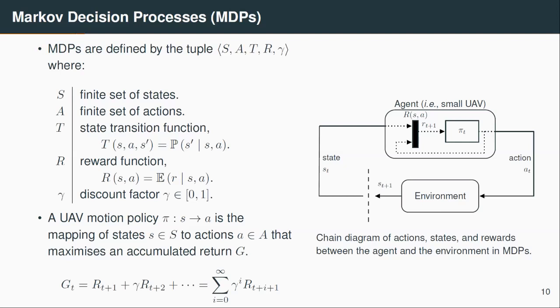We have a discount factor that essentially prioritizes the relevance of immediate rewards over long-term rewards. And we have the concept of a policy, or the trajectory from the previous slide, that is just a mapping of states to actions that maximizes an accumulated return.